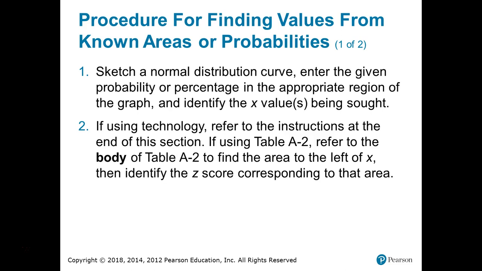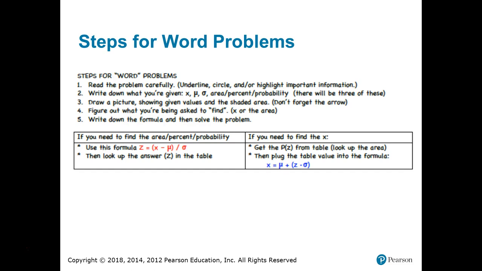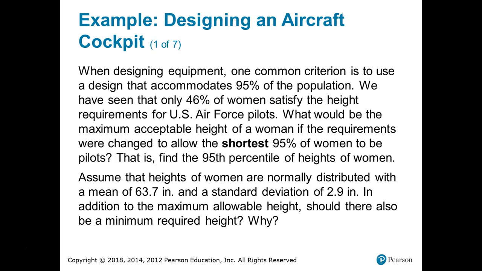So how to solve these problems? First, you will sketch your normal distribution curve. Use technology to find your corresponding probability. And then if you know your z-score, you must convert to the equivalent x value, and you can use the conversion formula below to find your corresponding x value. We're going to do an example to help solidify that equation. Just another way of wording it.